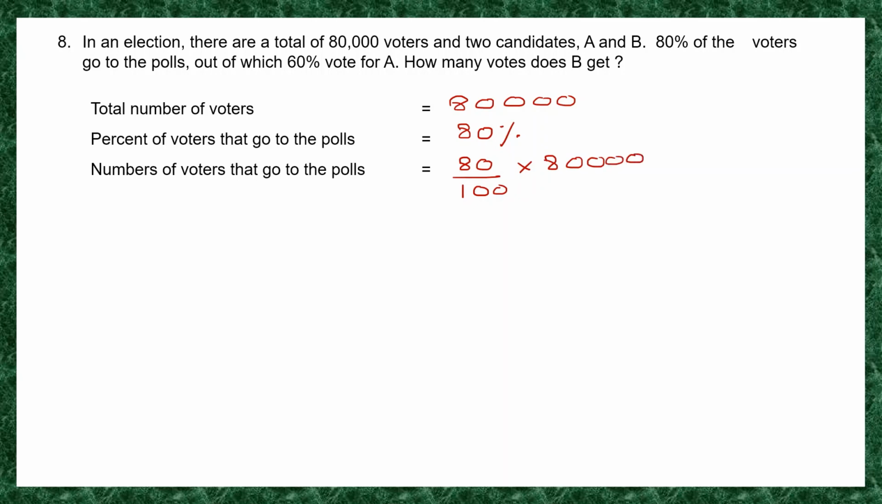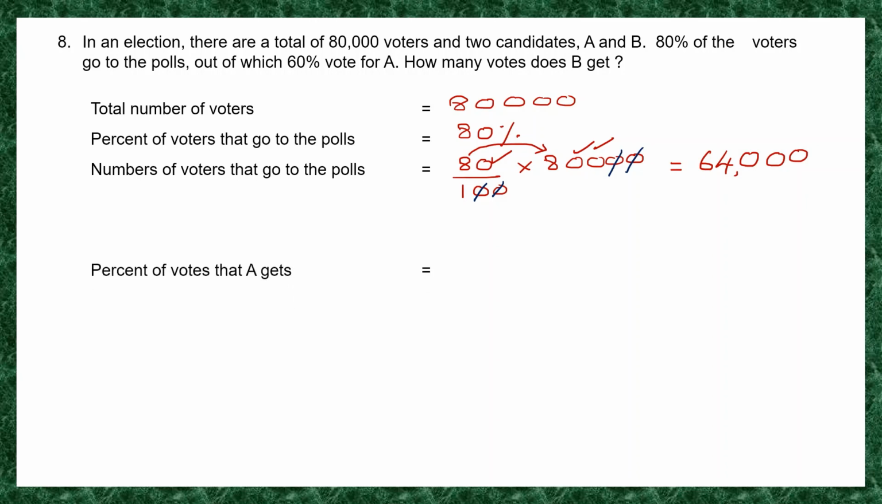So let's cancel the two zeros in 80,000 and the two zeros in 100. And now we can just multiply the numerators, 80 into 800. When we multiply numbers ending in 0, multiply the whole numbers and then we can add the zeros. 8 8s are 64. Then we have 1, 2, 3 zeros. So that makes it 64,000. So the number of voters that go to the polls is 64,000.